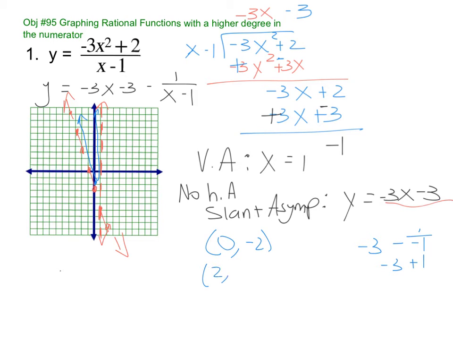I'm going to plug in 2. Let's see what happens when I plug in 2. So that's negative 9 minus 1 over 1, right? 2 minus 1. So that's negative 10. So 2, negative 10 is right here. Yeah, so this is also like this awkward graph in the middle there. So this is kind of a weird one. It's a little awkward looking, but it is what it is.